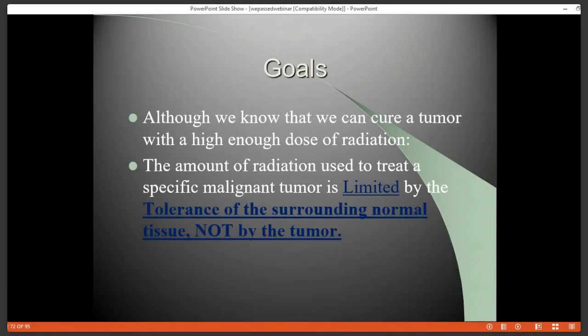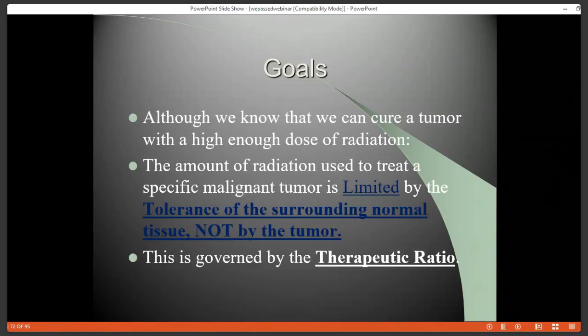So the amount of radiation used to treat specific malignant tumors is really limited by the tolerance of the surrounding normal tissue. We don't necessarily look at the tumor curative dose itself, because that may be beyond what the healthy tissues can handle. The amount of radiation we use in radiation therapy to treat these tumors is limited by the tolerance of the surrounding normal tissues, and how much radiation they are able to handle.